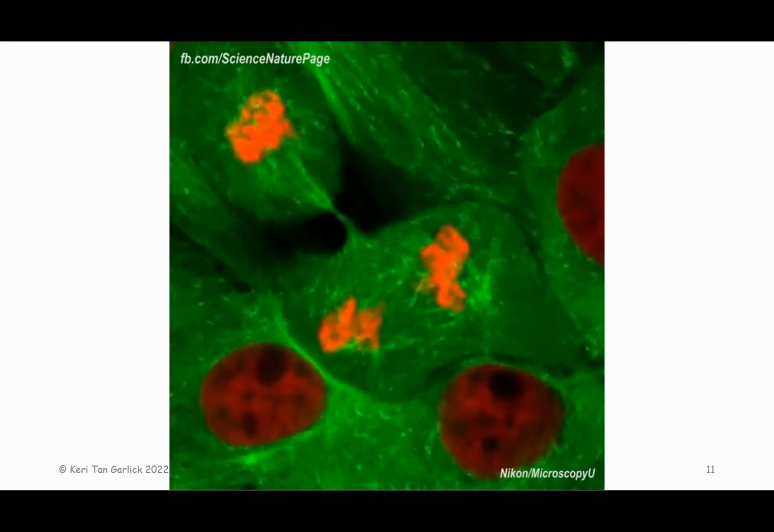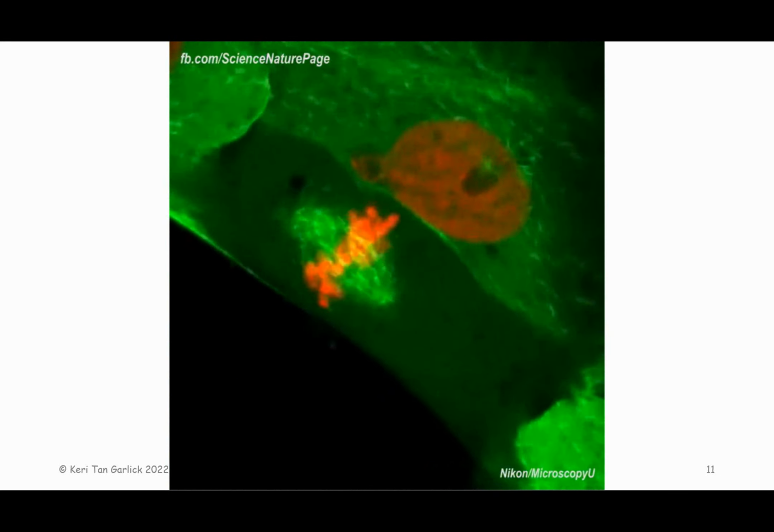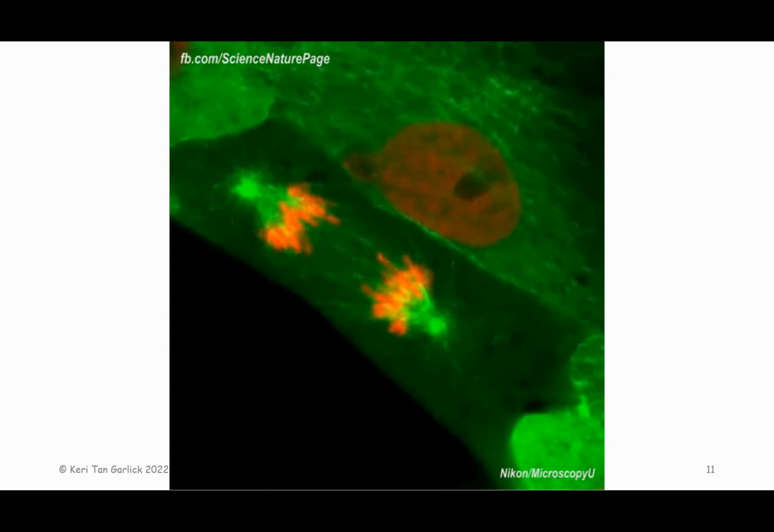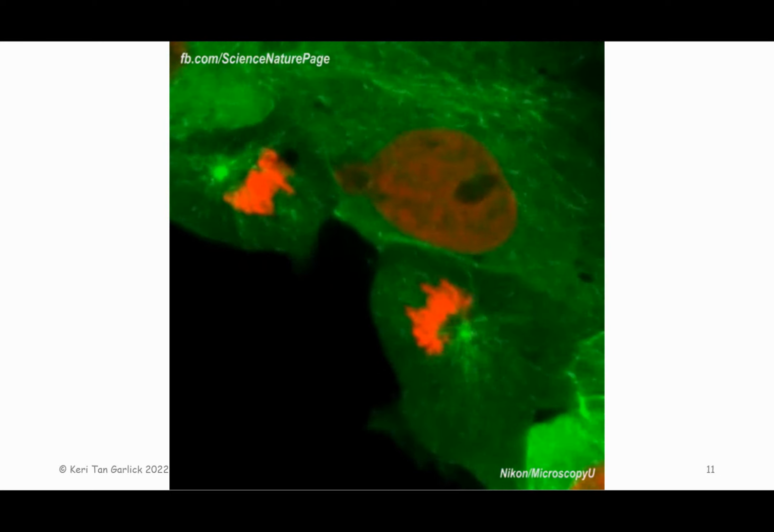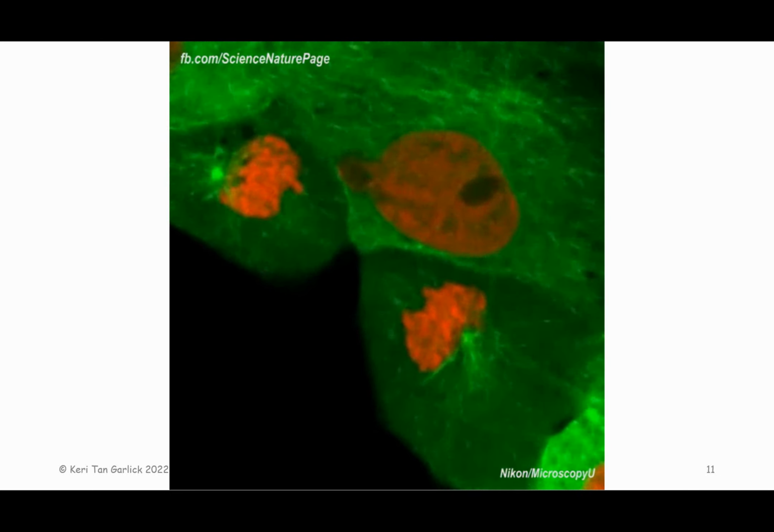I'm not sure why that looks like 3 cells. It should only really be 2 cells. So I'm not sure what happened in that video, or in that cell. Anyway, yeah, you can see that pinching of the membrane.